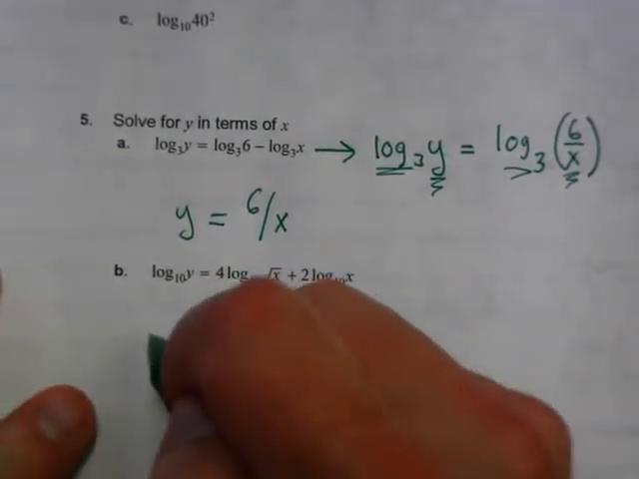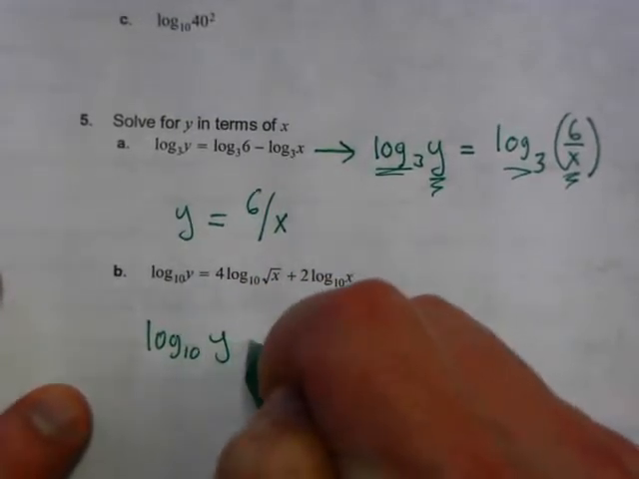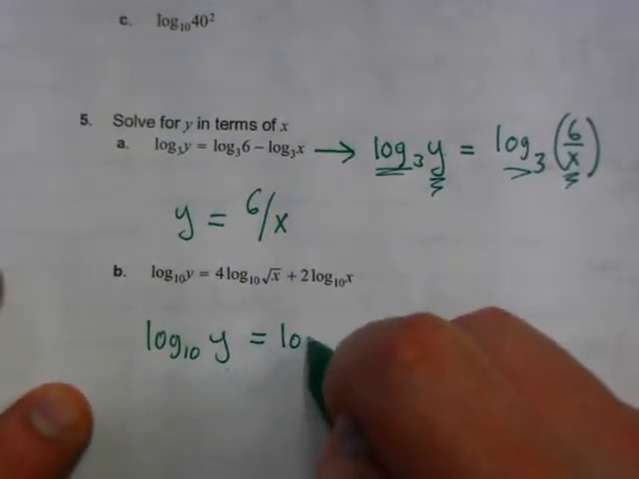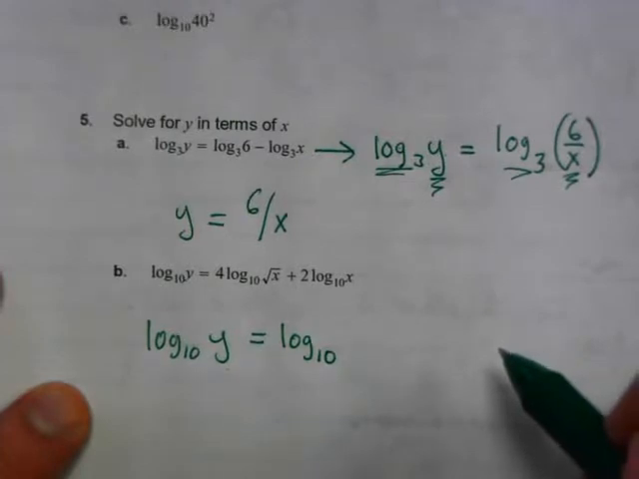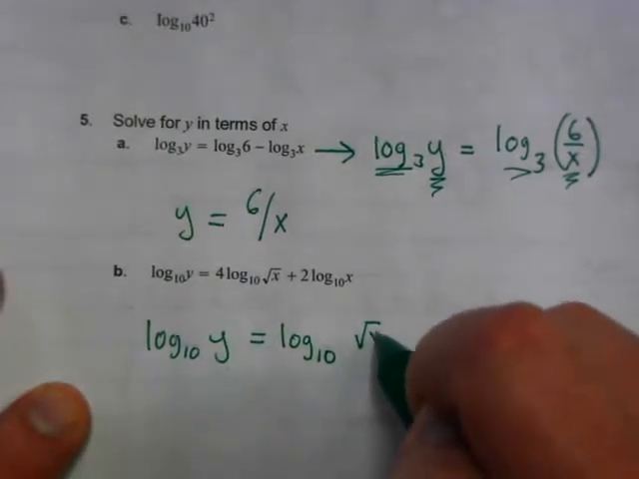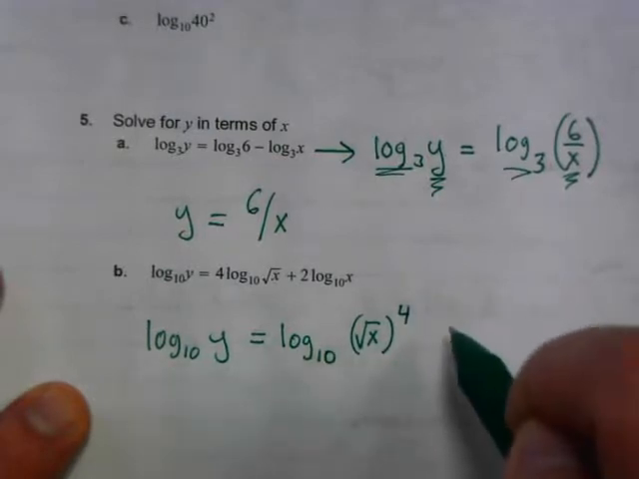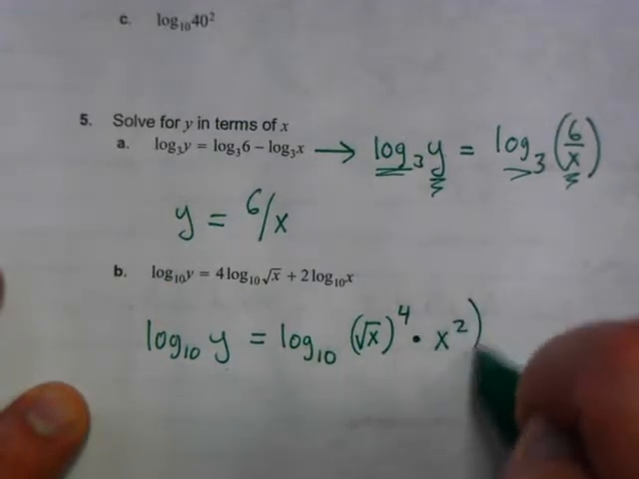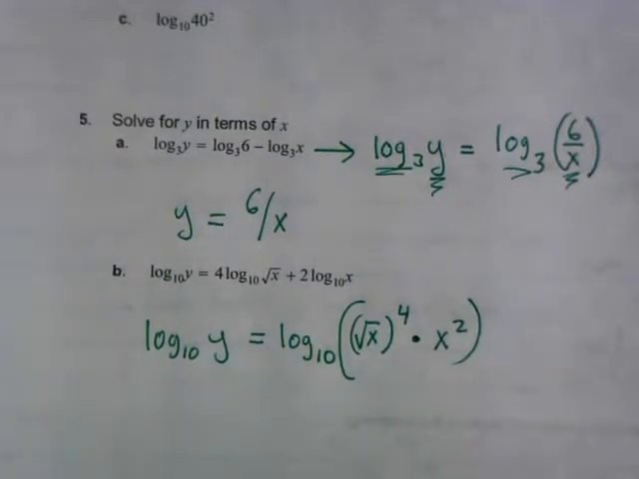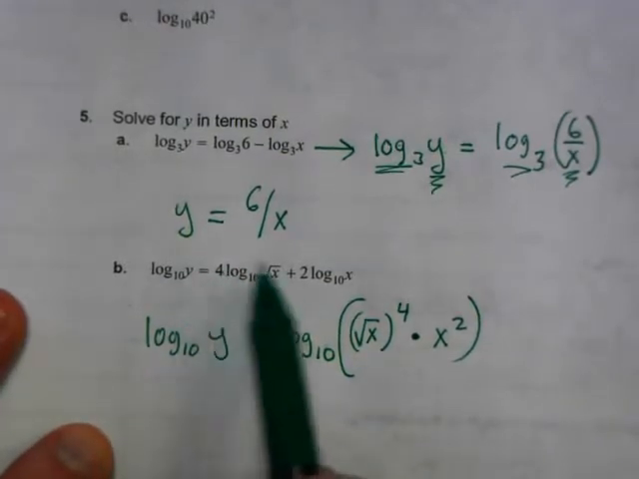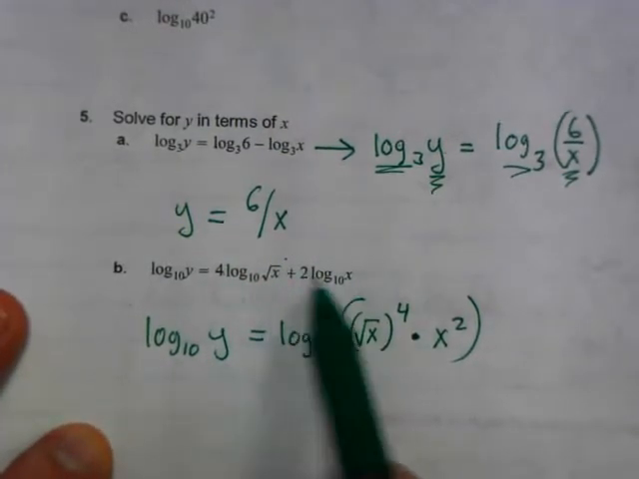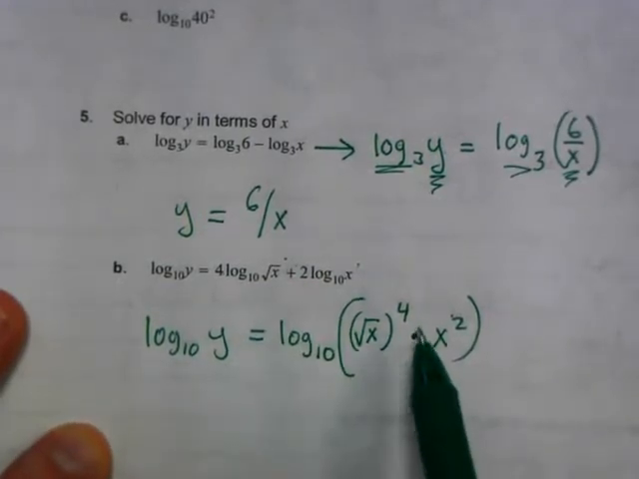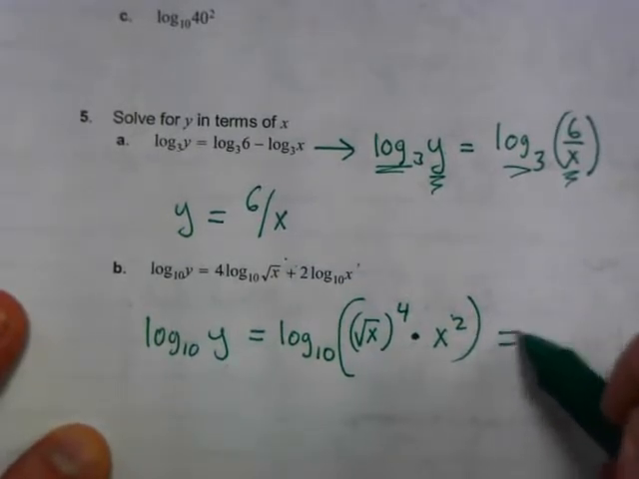How about this one? We have log base 10 of y equals. What do you get when you convert this to a single log? Log base 10 of the square root of x to the 4th times x squared. All right, so we did a couple steps in one there. First off, we took these numbers that were out front, the 4 and the 2. Those came in and they became powers. And then this addition sign, logarithms take addition and turn it into multiplication. I think we can do better than that, though.